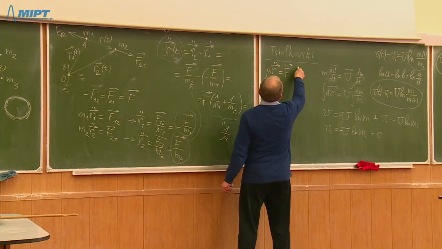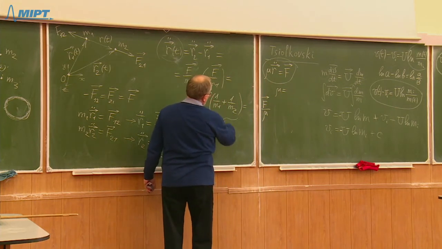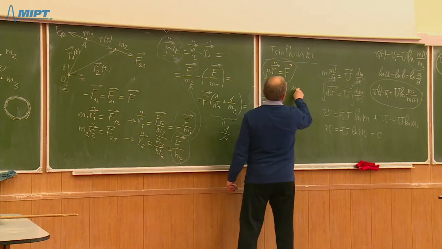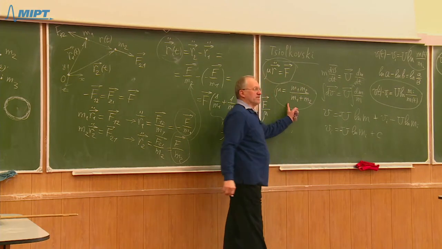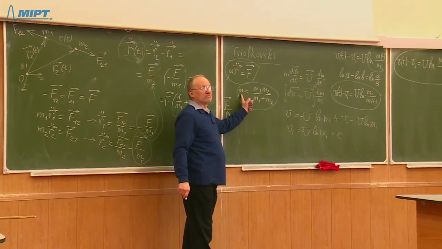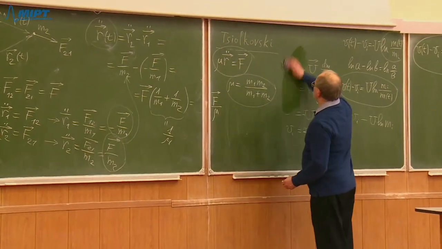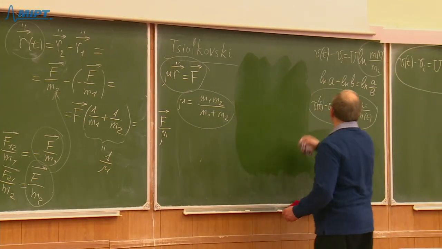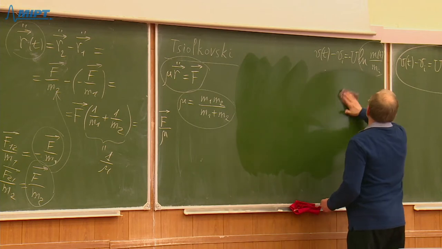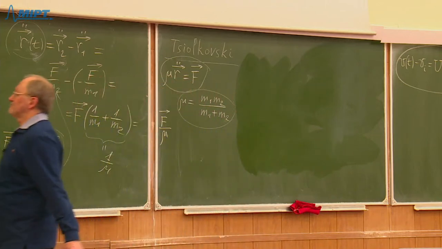And what is mu here? It's easy to calculate that mu is M1 M2 divided by M1 plus M2. This quantity is called a reduced mass. Mu is the reduced mass. And the reduced mass always appears when you want to describe the motion of one body with respect to another body, if these two bodies interact with one another.